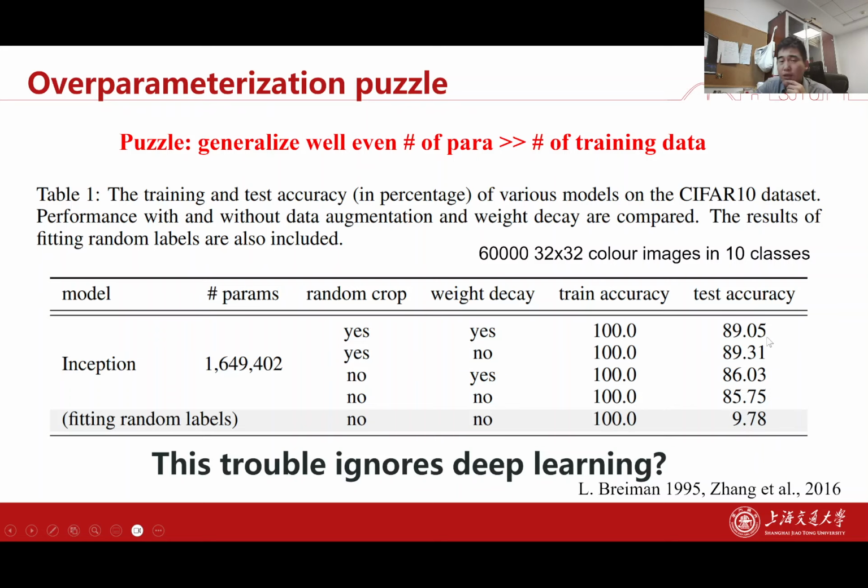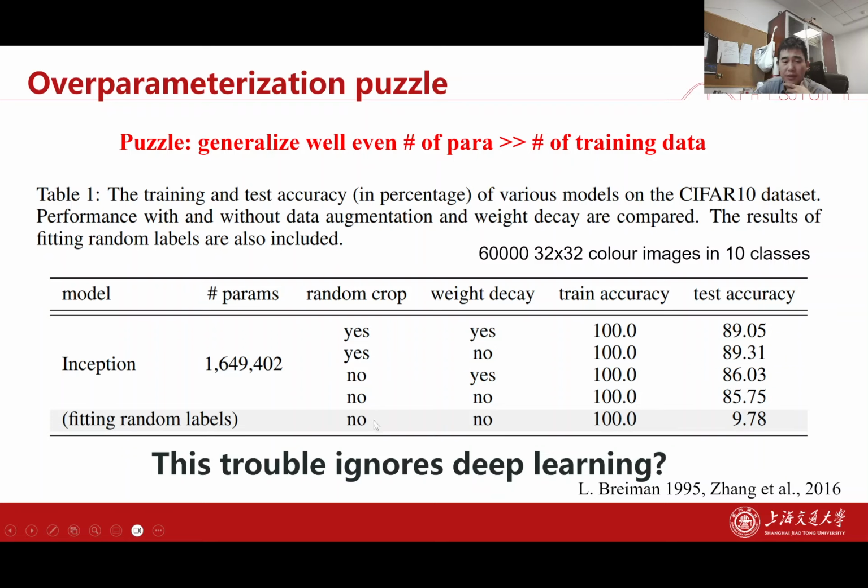So the neural network, although it has a number of parameters much larger than the number of training data, can still generalize very well. This is a puzzle. It's different from what traditional learning theory tells us, or the traditional worry that a complex model may overfit, which seems to be ignored in deep learning.